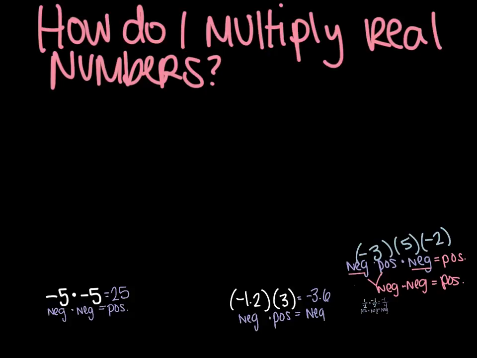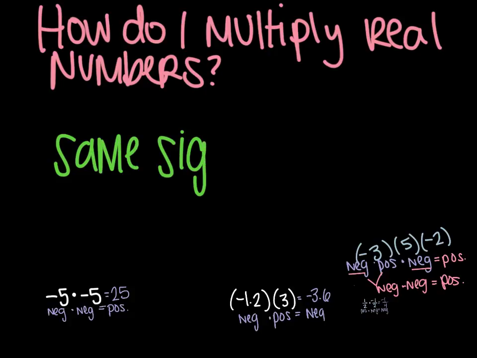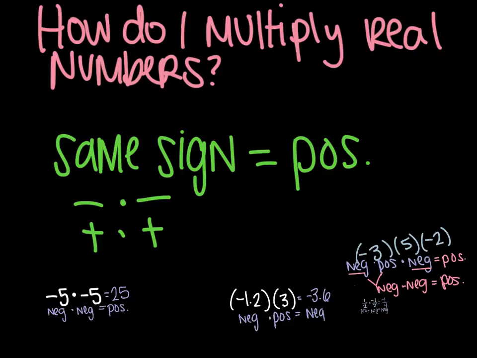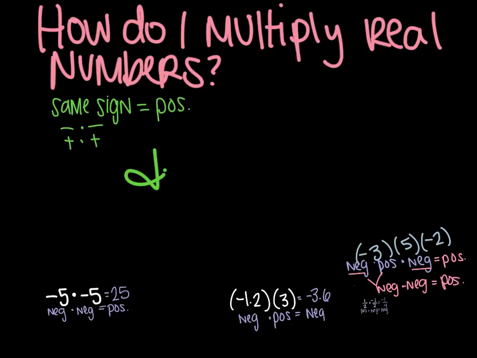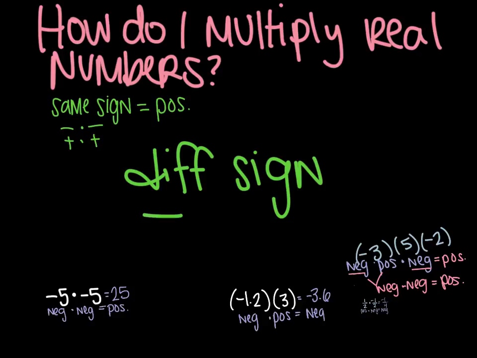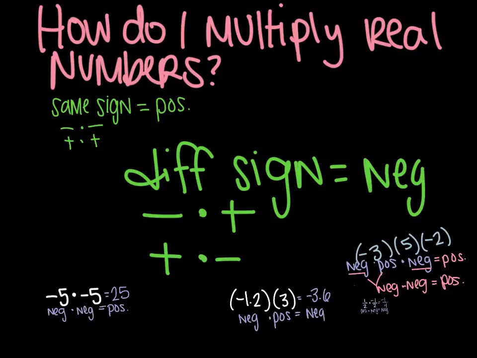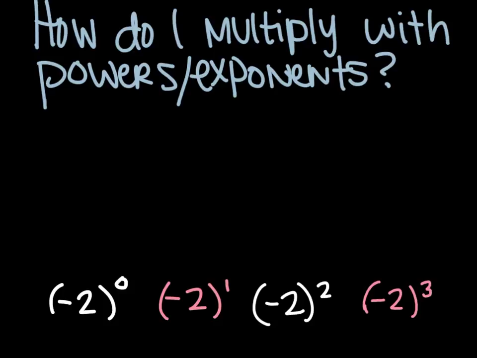There are some general rules that you can take from this. That being, if they have the same sign, in other words, if it's negative times a negative or positive times a positive, your answer is going to be positive. And if you have a different sign, so those examples would be a negative times a positive or a positive times a negative, your answer is going to be negative.